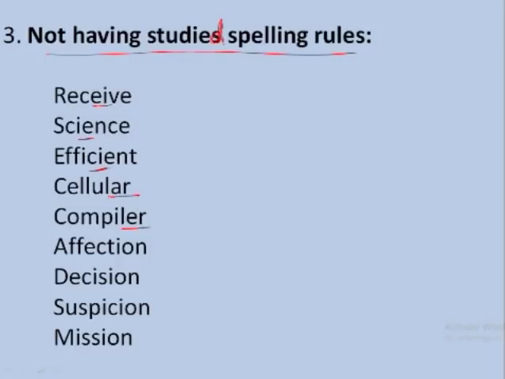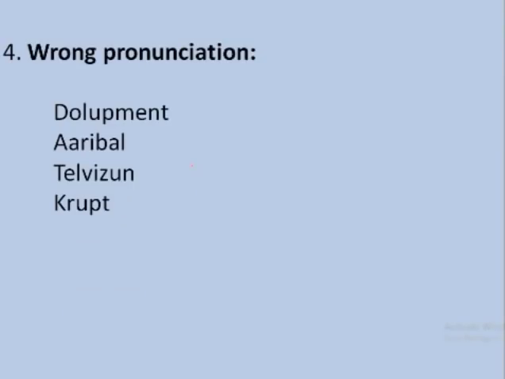Even a minor mistake like this will be counted as a mistake, because we are typing the answers. Here, see, affection, decision, suspicion, mission. Although they sound very similar to each other, they are spelled differently. That's a problem. And there are, of course, dozens of others.